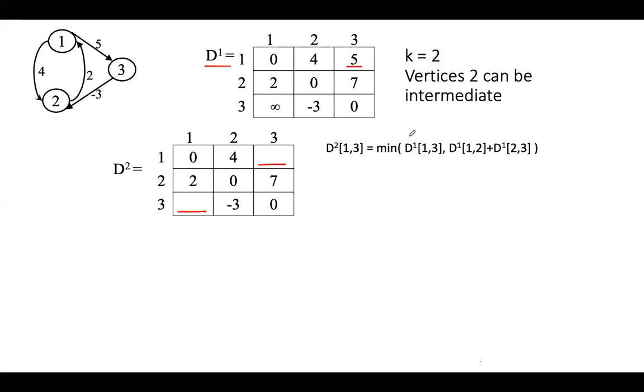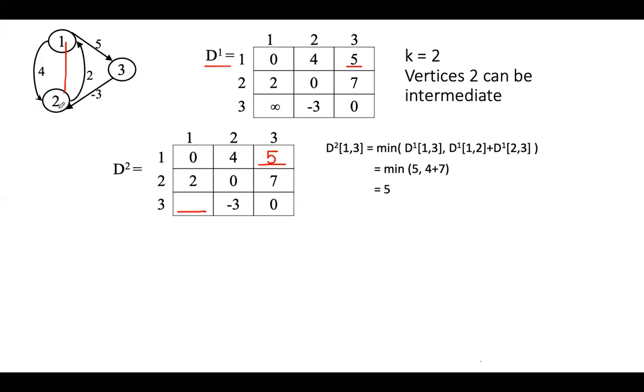D1 of 1 to 3 is 5. You can see here, 1 to 3 already has a direct node, 5, plus, comma, 1 to 2 plus 2 to 3. 1 to 2 is 4 plus 2 to 3 is 7. So minimum of 5 comma 11, answer is 5 only. So this distance is 5. Already there is a node here. So that will be the distance.